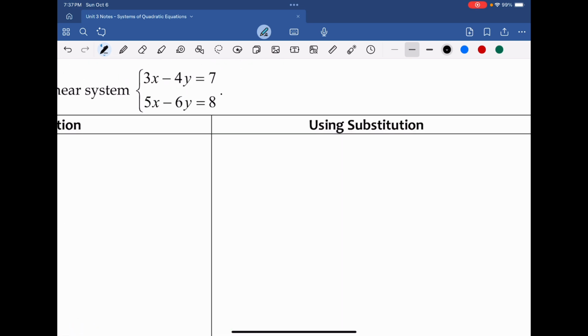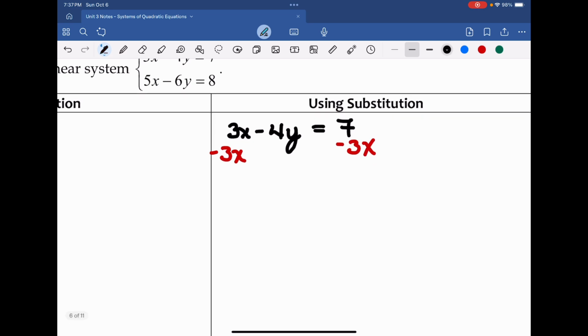Now, using substitution, what we have to do is pick one of these equations here, one of the starting ones, and isolate one of the variables. So let's say I chose that I wanted to isolate the y value on this top equation. Well, let's start by writing this out. It's going to be 3x minus 4y is equal to 7. Now, I'm going to subtract 3x from both sides, and I'll make sure I do that in a different color here. So minus 3x from both sides.